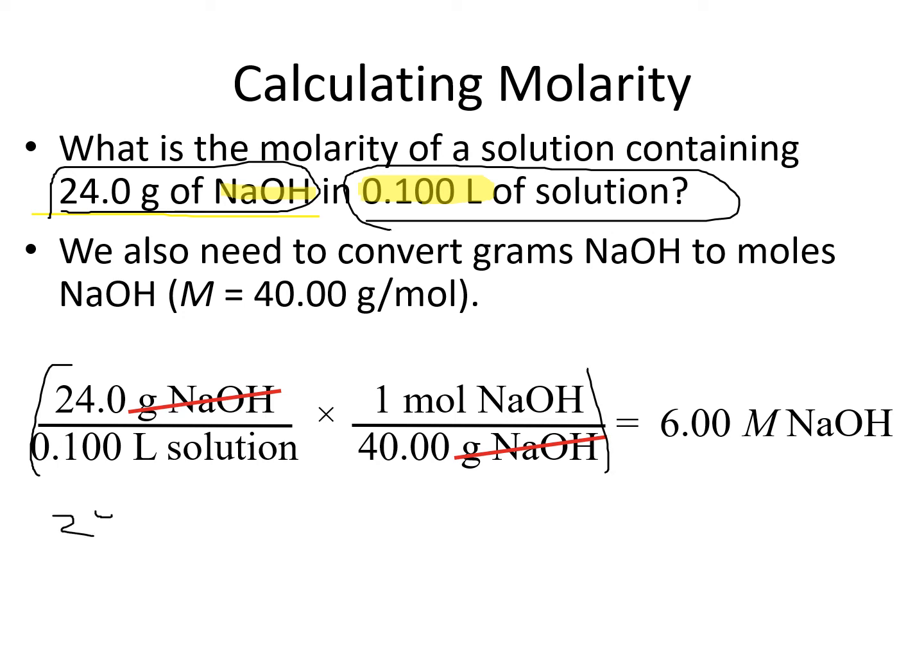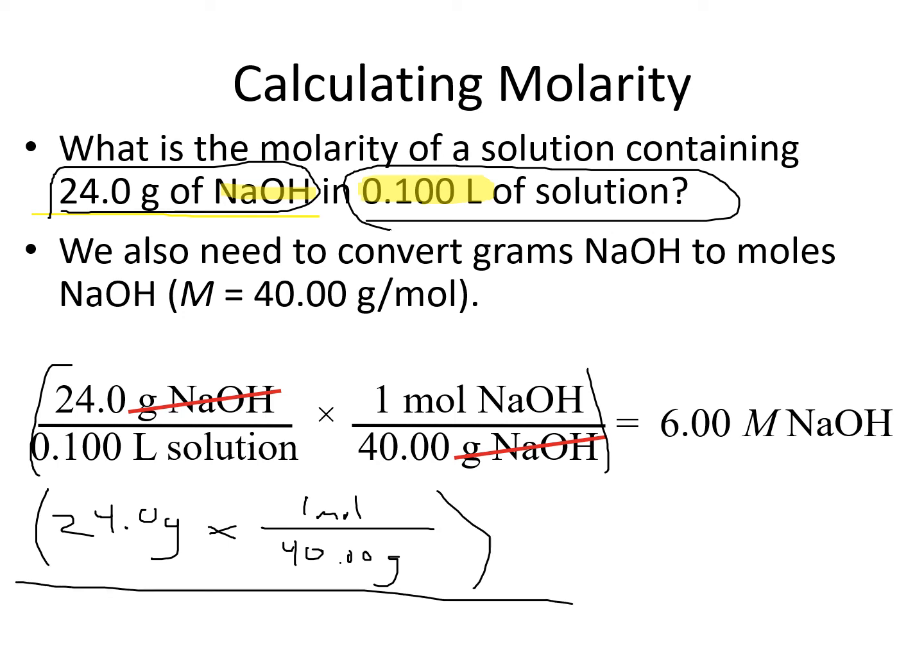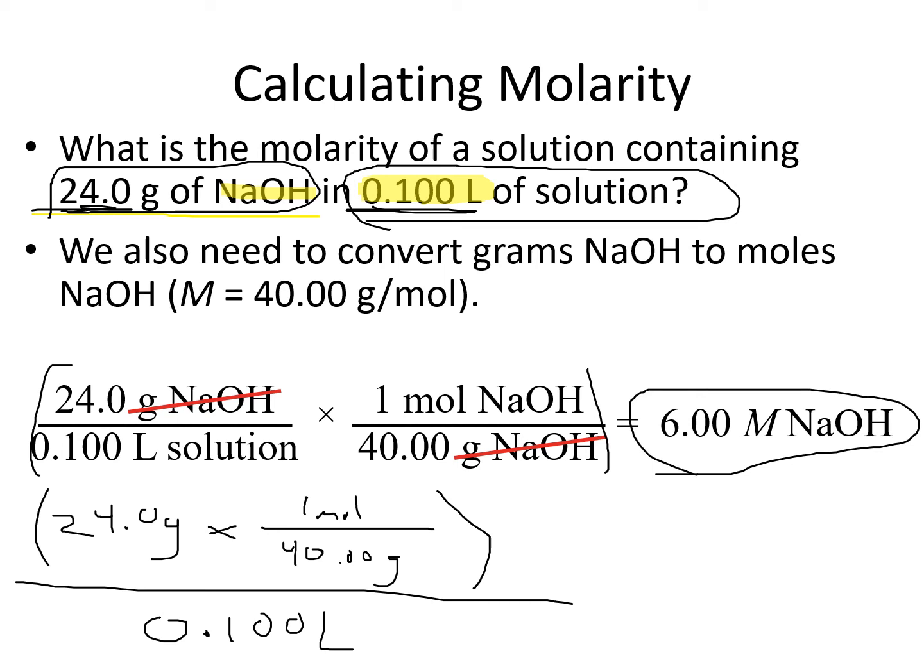We are converting our 24.0 grams to moles by multiplying by the molar mass, 1 mole on top, 40.00 grams on the bottom. So this gets us the amount of moles we have, and then we divide that whole thing by the volume, 0.100 liters. We should have 3 sig figs. 3 sig figs in 24.0, 3 sig figs in 0.100 gives us 3 sig figs: 6.00 molarity.